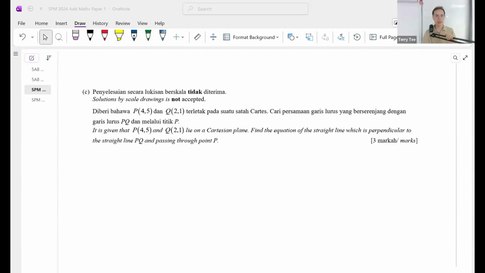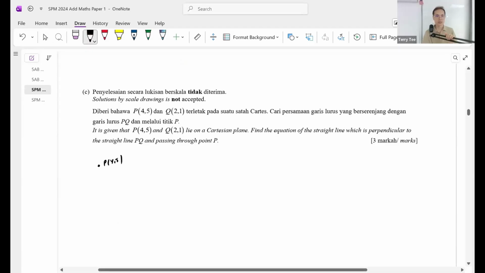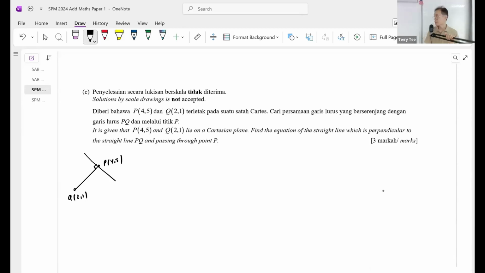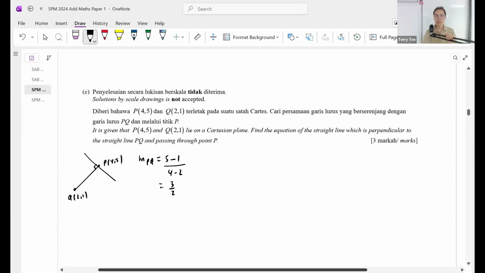Let's say P is here, (4, 5). Q is here, (2, 1). You want a straight line perpendicular to PQ passing through P, right? So number 1, let's find out the gradient of PQ. 5 minus 1 over 4 minus 2, that gives us 3 over 2. Now PQ is perpendicular to the second line. You're finding the equation of the second line, right? We use the formula m1 times m2 equals -1 because they're perpendicular, right? So your m2 is -2 over 3.